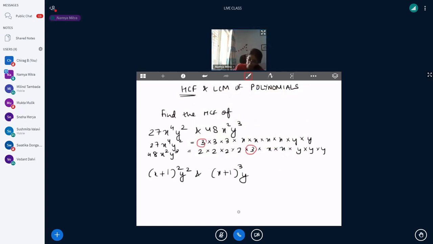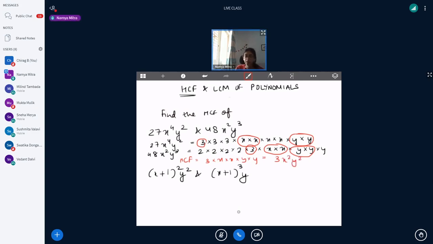For 3, x into x and y into y. So we see the circle part is common to both the monomials. And yes, Mukta, that's correct. And if we look at the part that's not circled, we can see that nothing else is common for these two monomials. So my HCF is simply 3 into x into x into y, which is 3x square y square.